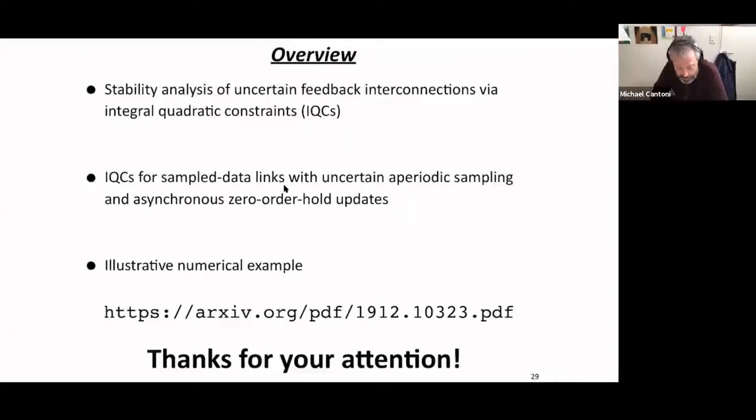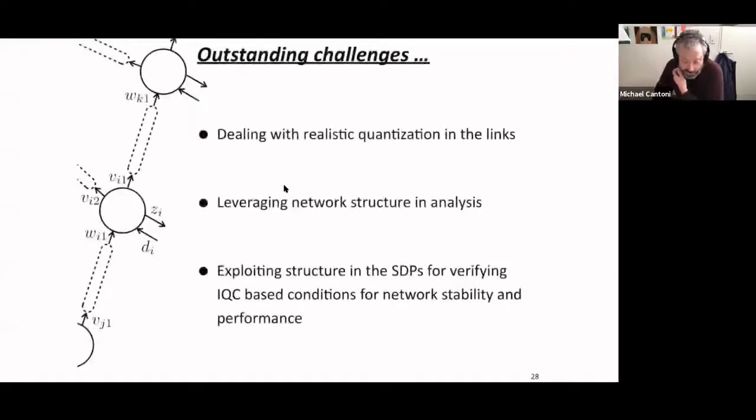So we've looked at stability analysis of uncertain feedback interconnections via integral quadratic constraints. This is an input-output method, and part of my motivation for spending so much time on it today is I think that it's overlooked by many people who tend to focus on state-space modeling. But I think there's a lot to be gained, especially from an analysis perspective, by first looking at the problem from a purely input-output perspective. And I think that's particularly relevant to these sorts of challenges.